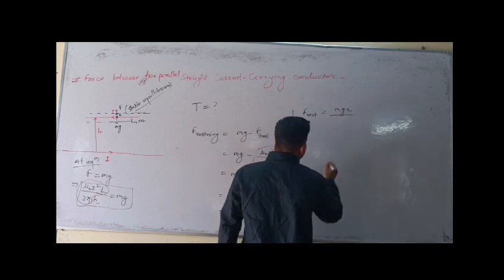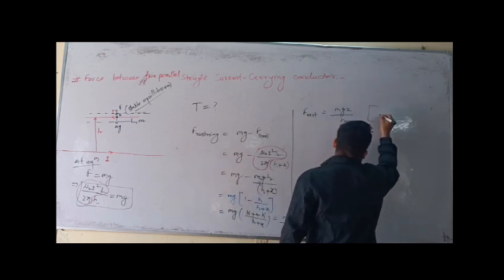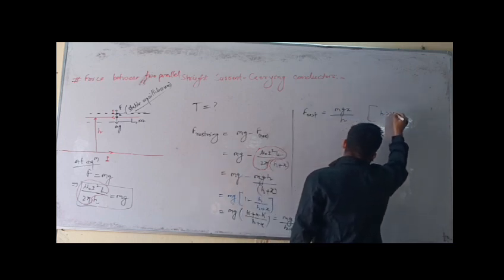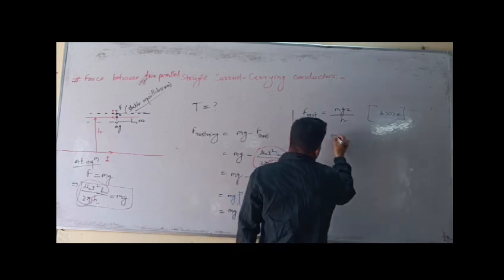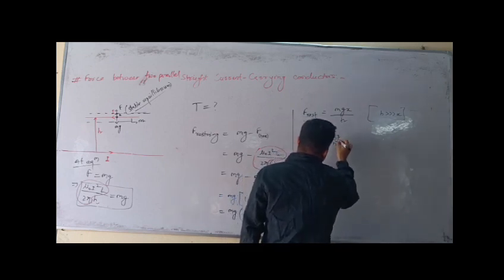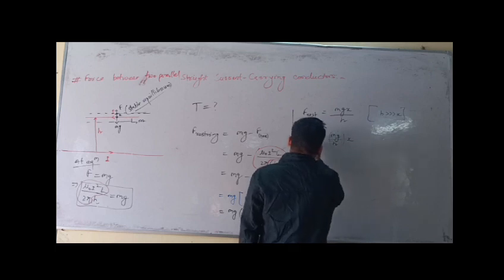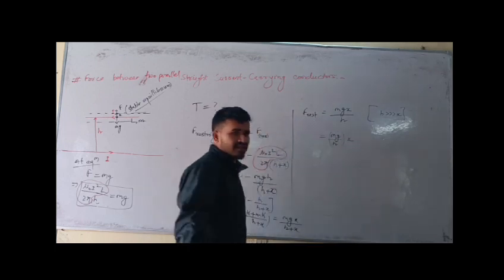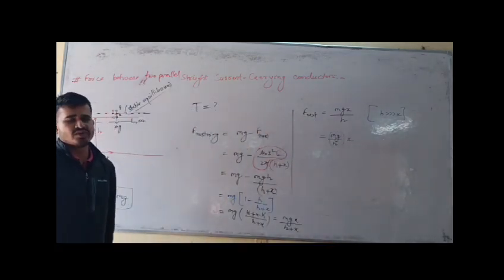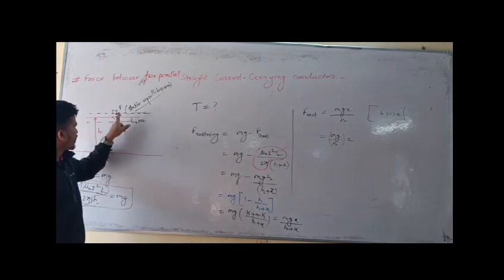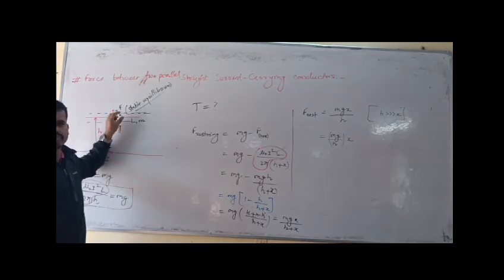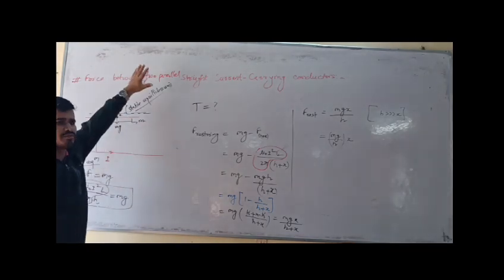mg by h into x, for when h is greater than x. Yes or no? mg by h into x, because it is restoring. Restoring force should be negative. Yes or no? Tell me. Why? X was positive.